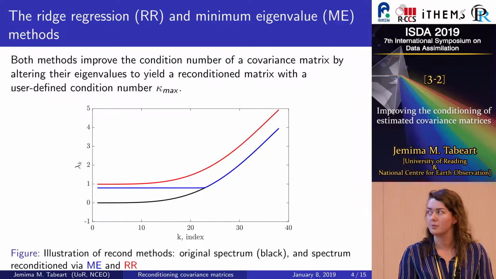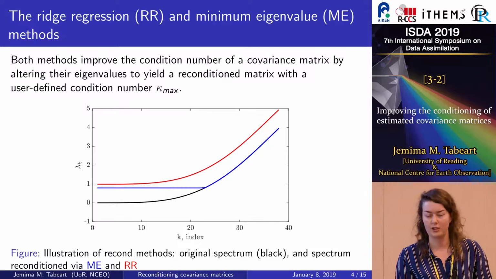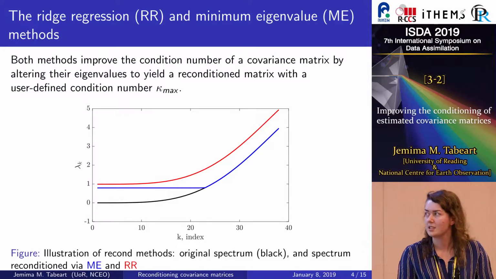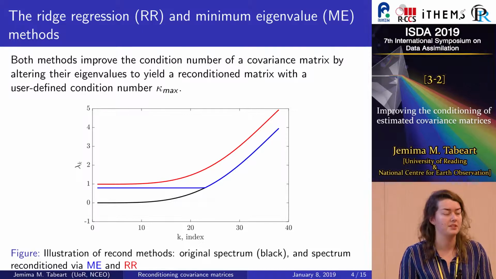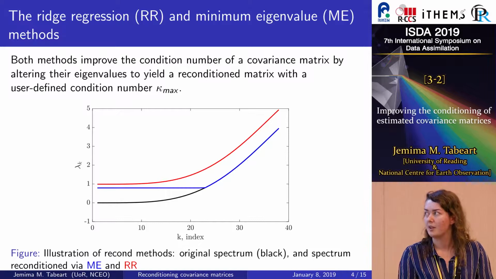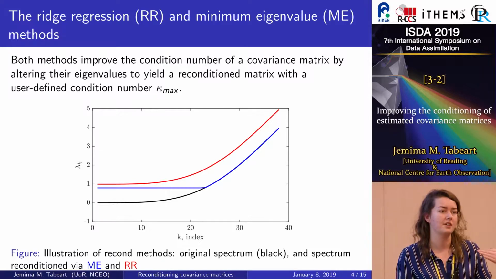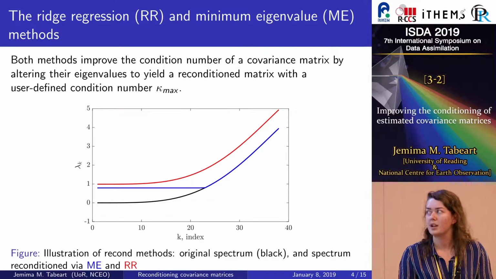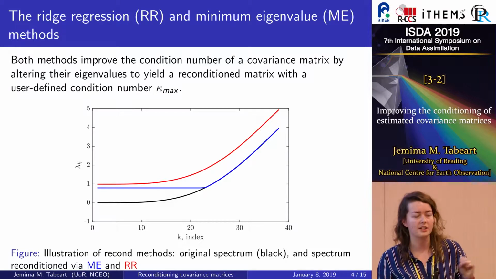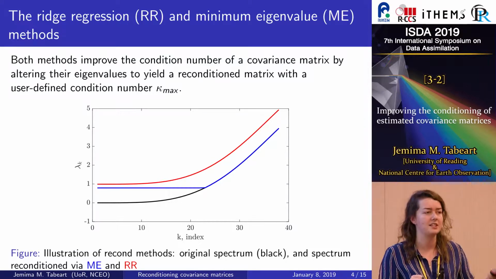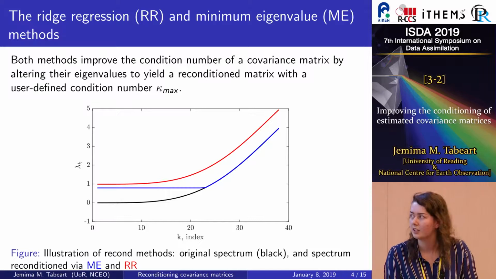The first method, which is always going to be in red, is the ridge regression method. The way this works is we increase all the eigenvalues by exactly the same amount. In the second method, called the minimum eigenvalue method, we keep the top part of the spectrum the same as the original, and we have a threshold below which all the eigenvalues are the same. I'm going to apply these methods to the covariance matrix, and I'm interested in what happens to the standard deviations and the correlations.